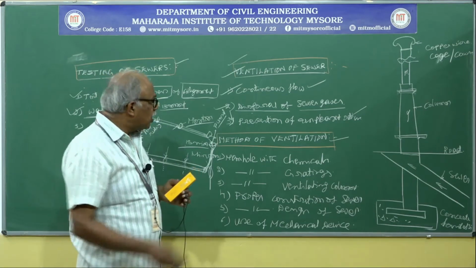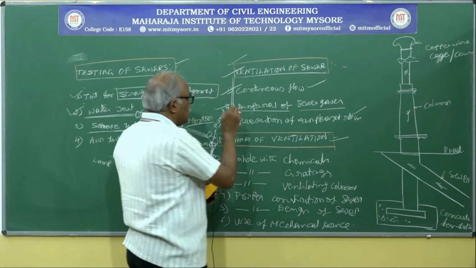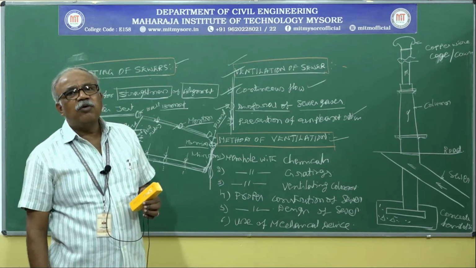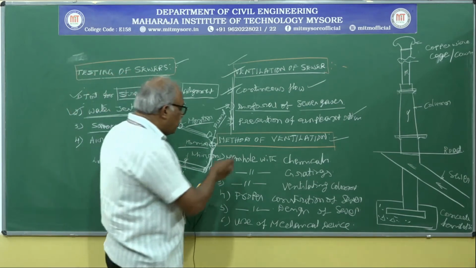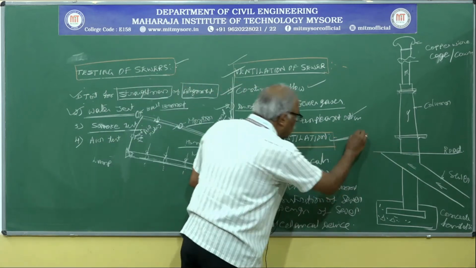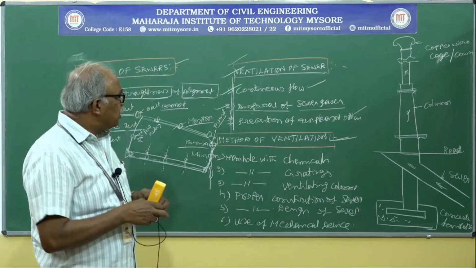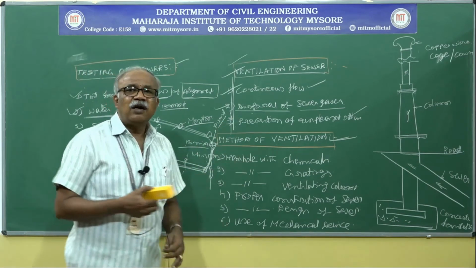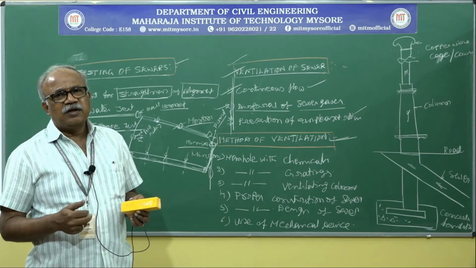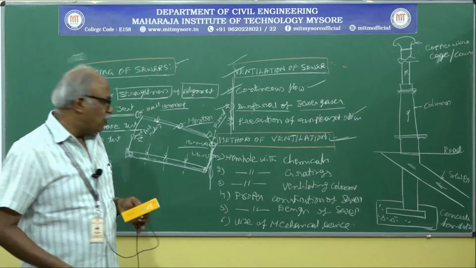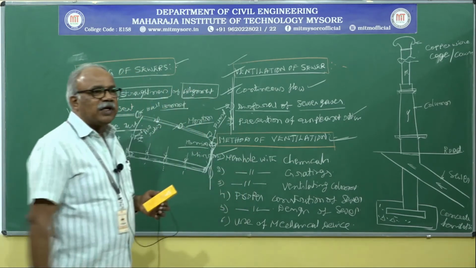So, for that purpose, we have to maintain a proper method. What is that method? Method of ventilation. How to avoid accidents or incidents while moving waste through the conduit or sewer lines? For example, first method, manhole with chemicals.